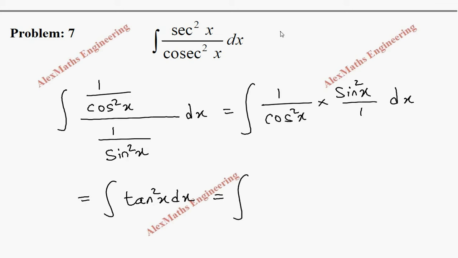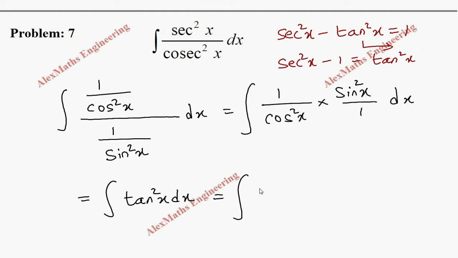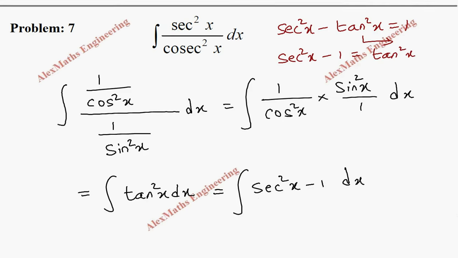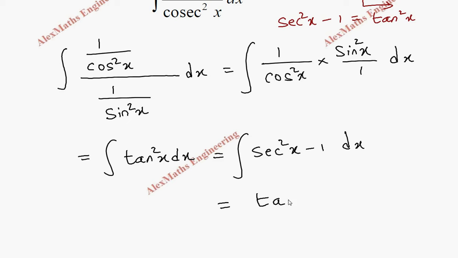Using the identity, that is secant square x minus tan square x equal to 1, this tan square x can be written as secant square x minus 1. If I take this to the other side, I get tan square x, and 1 will come to this side. So secant square x minus 1 is tan square x. So now this tan square x is replaced with secant square x minus 1. Now the integration of secant square x is tan x, then minus 1 integration is minus x plus c.